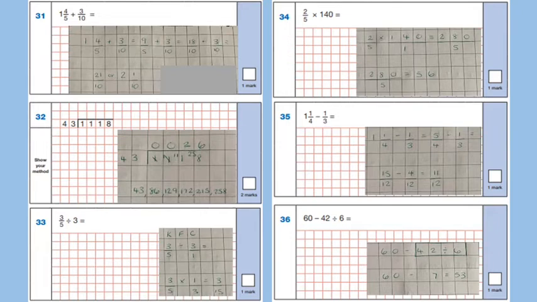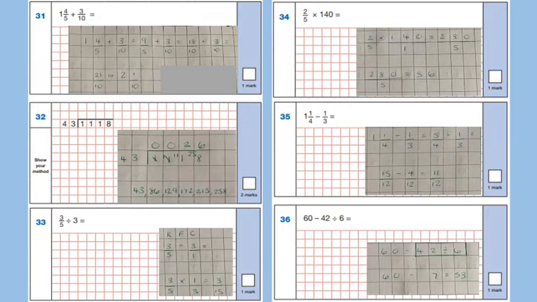So number 33, 3/5 divided by 3 whole. So for this one, it's a division of fractions question, so straight away you know that you're using the KS2 method. Keep, flip, change. Before I did any of that, I needed to turn the whole number into a fraction just to make my life a bit easier. I know I've got 3 whole lots of 1 there, so it's 3 over 1.